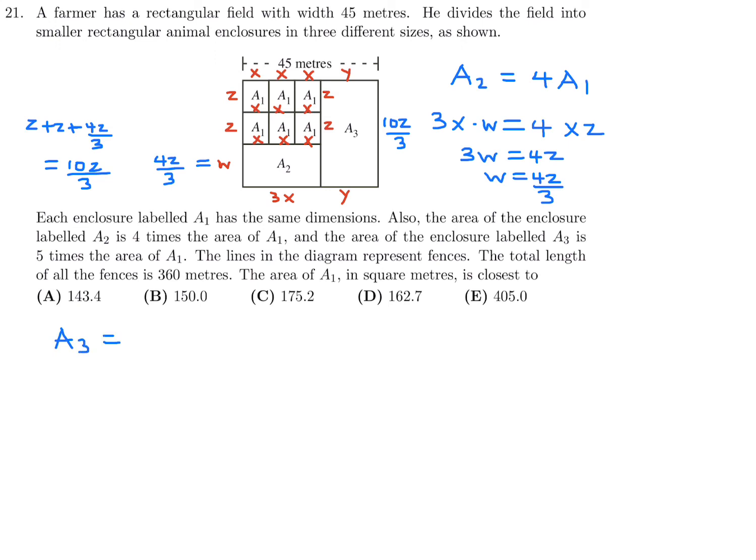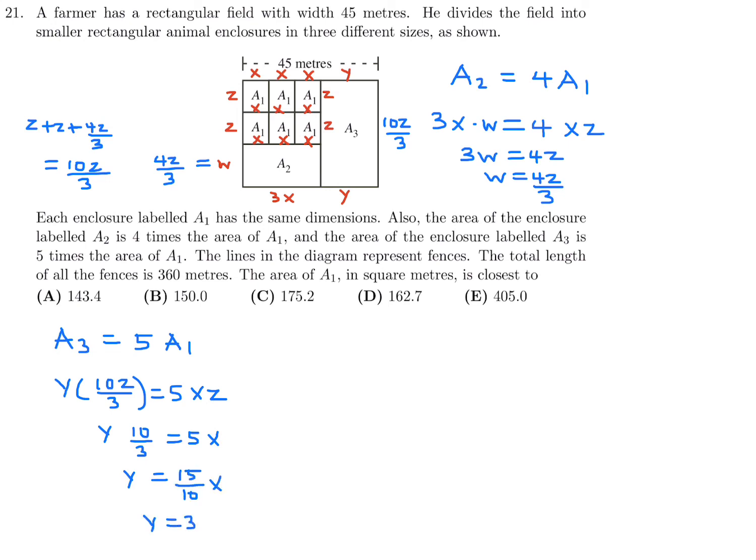They tell me that A3 is 5 times the area of A1. Okay? Well, what is A3? In terms of our dimensions, it would be Y times 10Z over 3. And 5A1, well, that's just 5XZ as before. Okay, let's see how far we can go. The Z's cancel from both sides, so we're just left with Y times 10 over 3 is equal to 5X. And then Y, therefore, would be 15 over 10X. And therefore, Y will be 1.5X. Like that.